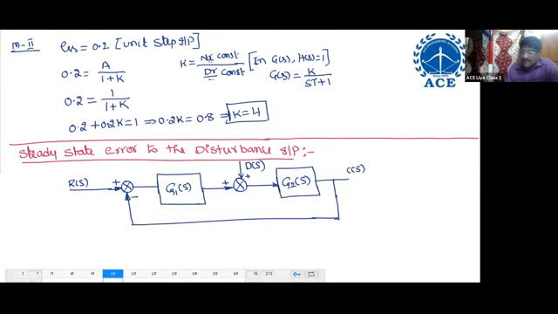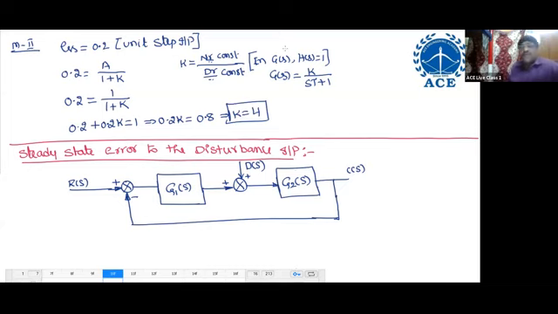How to find? Listen here, all of you listen. First of all, where is the error calculated? With R of S or with D of S? Error is calculated with R of S or D of S? R of S. Very good. Error is always calculated with R of S only.